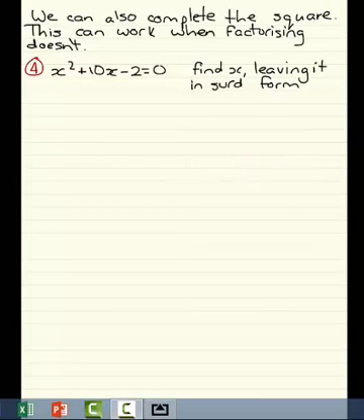So the first thing you do when you're completing the square is you take the constant term and you move it across to the right. We know that x squared plus 10x is equal to 2. And then you have to look at it and figure out what term needs to be added on to x squared plus 10x so that it would be a perfect square. So that's what we were just looking at.